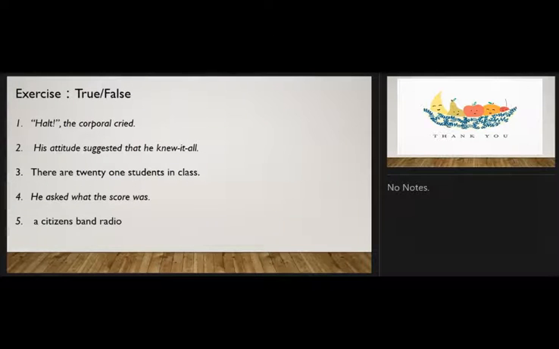Then the final part is exercise. You decide whether the use of the quotation mark is wrong or correct. The first one is Heart, the copper cried. Is it correct or wrong?